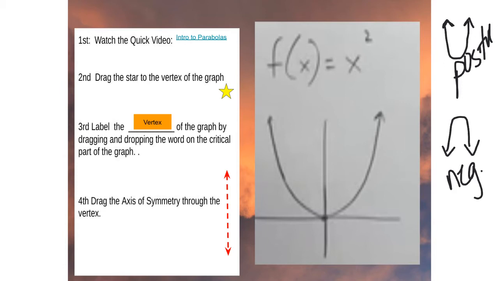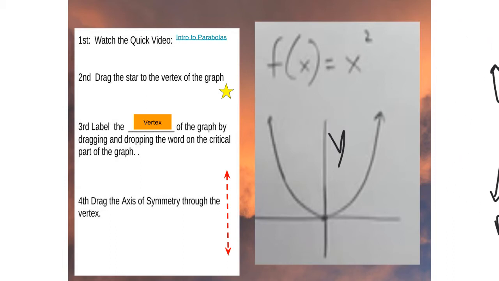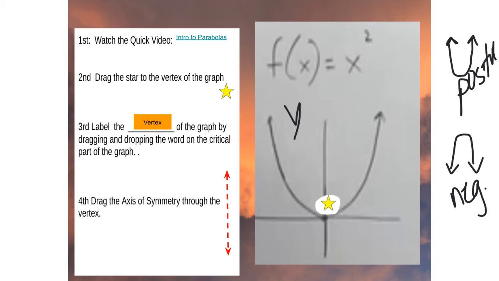All right, so this is the parabola of the quadratic equation f of x. Remember, f of x is y. It can be rewritten as y. f of x is equal to x squared. So what this says here is, watch the video. We did. Okay, and then drag the star to the vertex of the graph. So let's drag a star to the vertex of the graph. Here we go. Drag a star to the vertex of the graph right there. There you go. And then label that vertex. Here we are. And then drag the axis of symmetry. Now the axis of symmetry is where we would fold this U so that one side of the U falls directly on top of the other side of the U. And that axis of symmetry in this case would be right there.